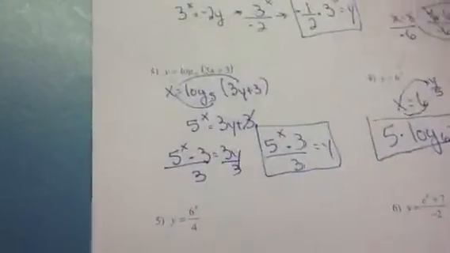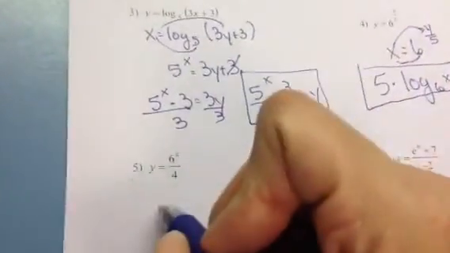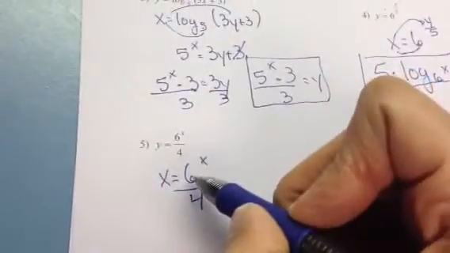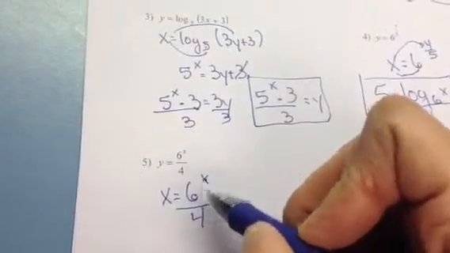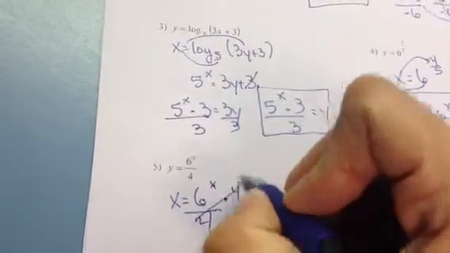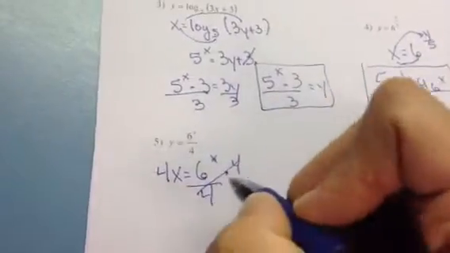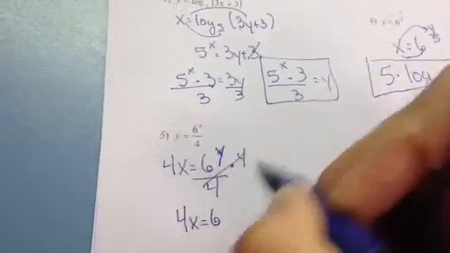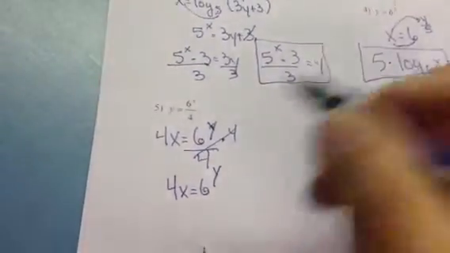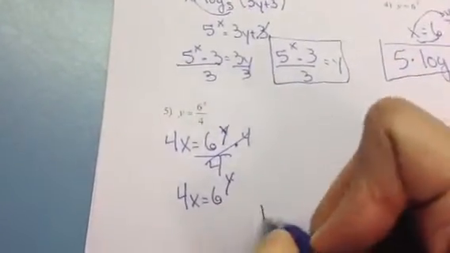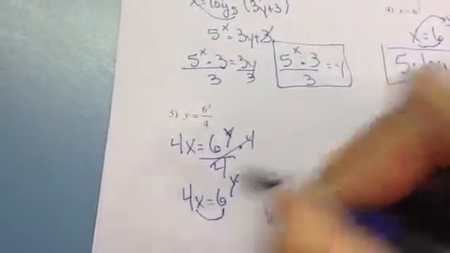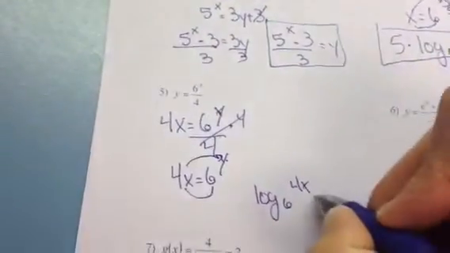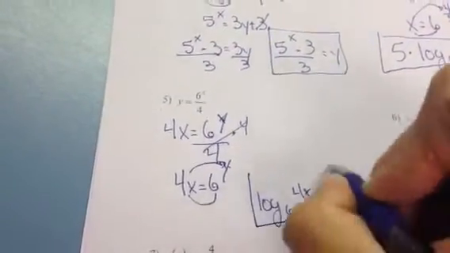All right, next one, exponent problem. Similar. So first switch x and y, and then I want to loop it, but I can't loop it until it's just the base of 6 in the exponent. So first I'm going to move the 4, multiply by 4, and now I'm ready to loop it. And sorry, I keep switching that. That should be a y. I'm switching x and y, but not changing it into y. So it goes log base 6 of 4x equals y. And that one's done.